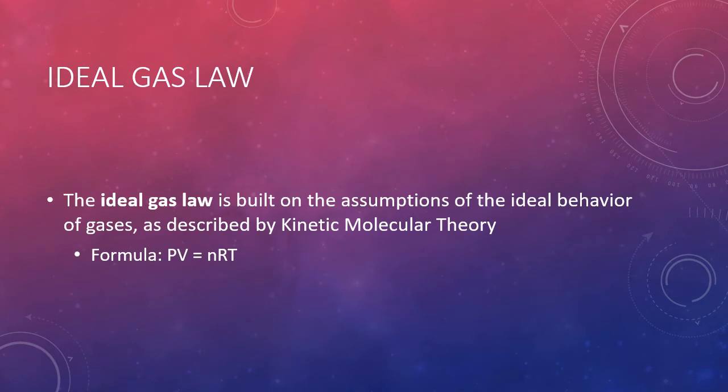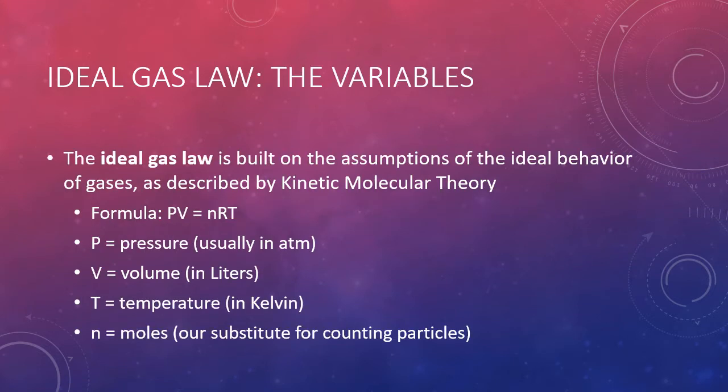The ideal gas law is built around the assumptions of ideal behavior for gases as described by kinetic molecular theory. For additional details about how gases are expected to behave under kinetic molecular theory, please see a previous video. The formula for the ideal gas law is PV = nRT. You will notice there are no variables that are changing. This law is simply about how the gas exists and what its properties should be based on what the others are. So let's talk about what each of these variables are.